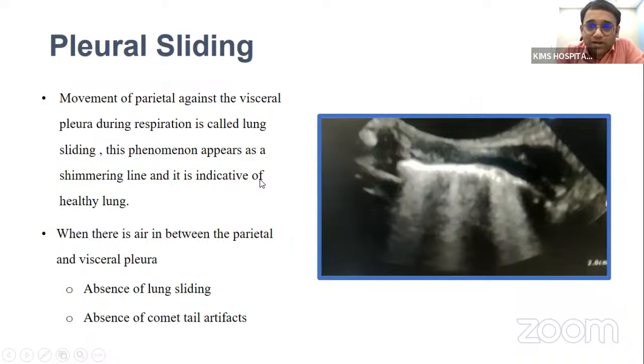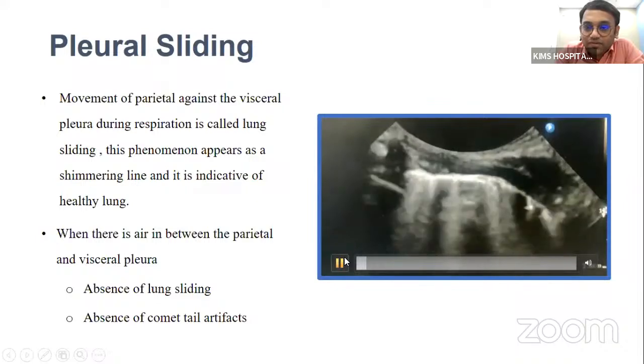So the next thing is pleural sliding. Normally when you breathe, the parietal pleura will be moving against the visceral pleura, and we can see there is a kind of sliding every time we take a breath. This phenomenon usually appears as a shimmering line, and this is a sign of a healthy lung. So a normal healthy lung will have pleural sliding. Whenever there is an absence of pleural sliding, there might be some air that inhibits this normal movement of the parietal pleura.